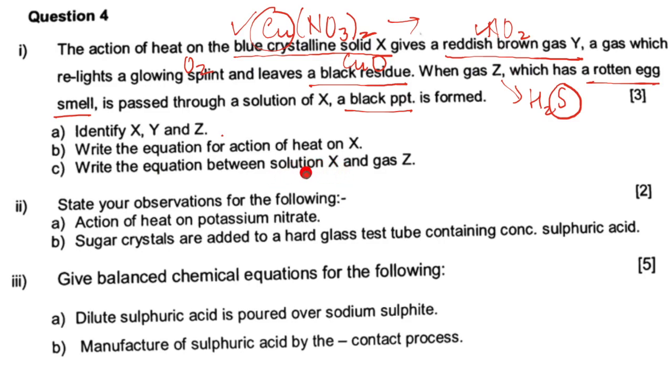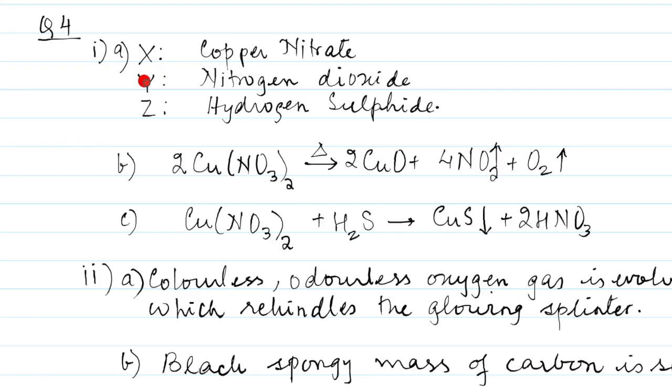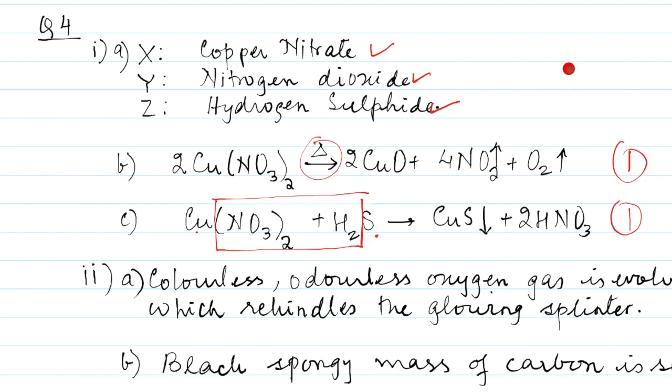Write the equation between the solution X, means copper nitrate, plus H2S. Let's see how we write it. So we have the first part A, X, Y, Z, and then B. I already told you how we wrote this. Show up arrow because it's a gas, show triangle because you are heating it. And here Cu(NO3)2 plus H2S, the reaction will go like so. So you'll have copper sulfide, which is black precipitate, and 2H and 2NO3 gives 2HNO3. Now this is 1 mark, this is 1 mark, and this is 1 mark, because this first part is of 3 marks. So all these 3 together, that is 1 mark.